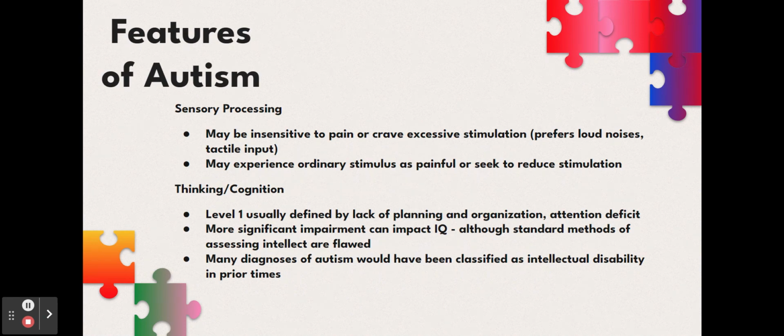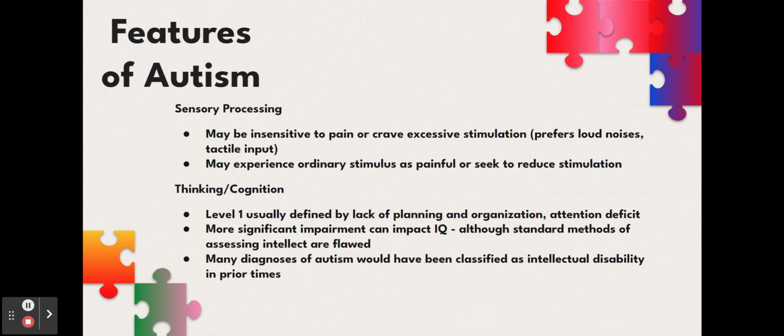Sensory processing, you have two extremes with that. Some people are insensitive to stimuli, they crave more of it, and they can be insensitive to pain. Some people experience ordinary stimuli as painful, that's the other extreme, and they seek to reduce stimulation. So that is due to neurotransmitters and faulty signaling. People cannot process stimuli the way that a person who is unaffected would.